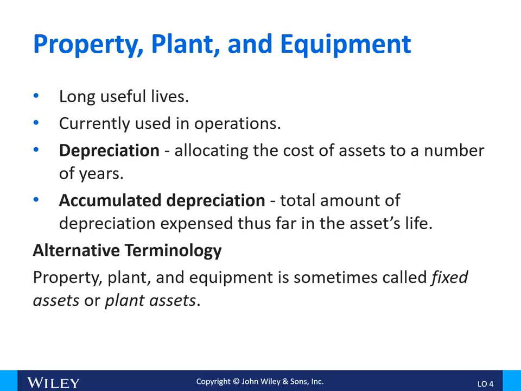Property, plant, and equipment. This is assets that have long useful lives, currently used in operations. We depreciate these assets, so it's allocating the cost of assets over a number of years. Accumulated depreciation is part of the property, plant, and equipment section.